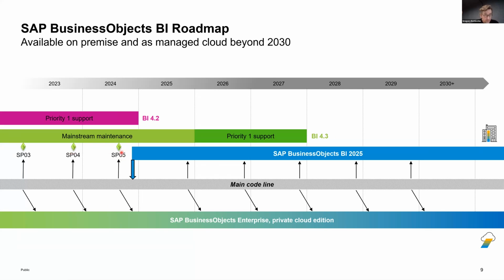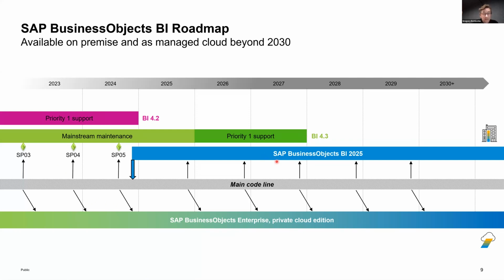We will have a service pack 5 at the end of 2024 or beginning of 2025. The date for the service pack 5 for BI 4.3 is moving a little bit. We will probably push it to the beginning of 2025. BI 4.3 is planned to reach the end of mainstream maintenance in 2025, and priority 1 support in 2027.